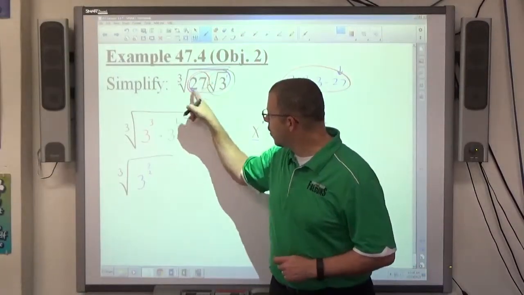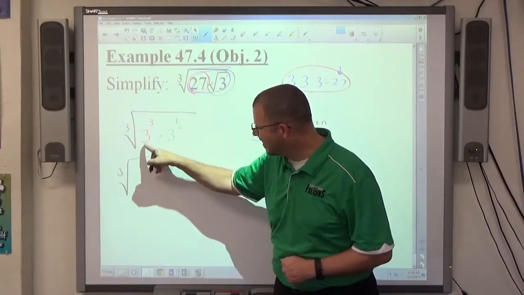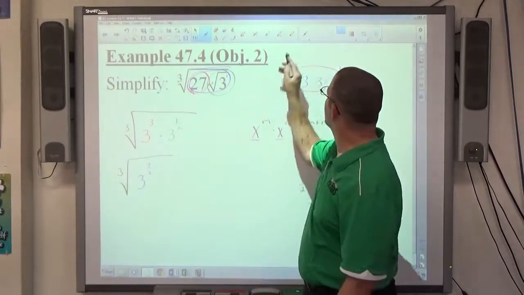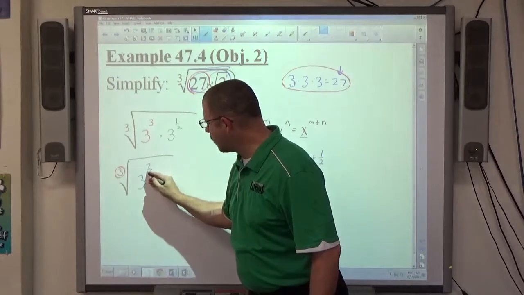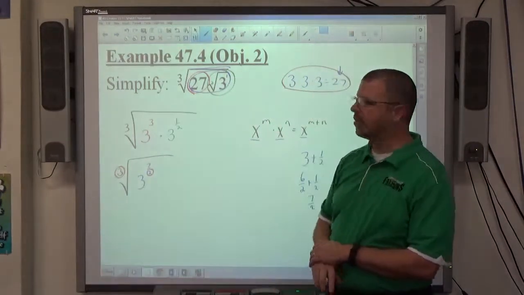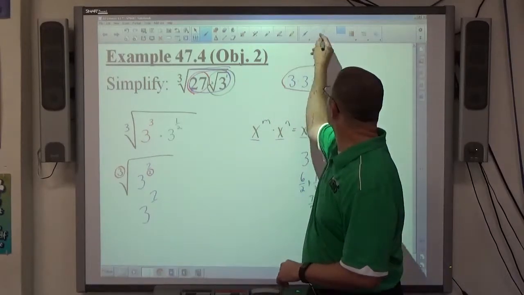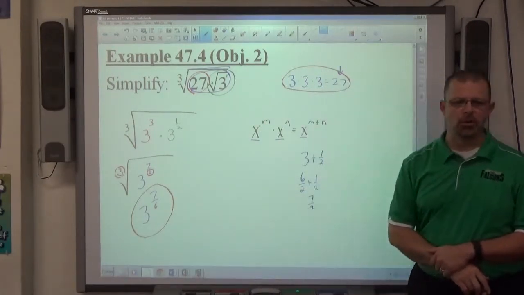But again, both these numbers are going to be the same number to a power. Once they're the same number to a power, we get the same number to the sum of the powers. And then the final step is what it was before. We're going to multiply the index of the radical times the denominator of that. So we're going to get 3 to the 7/6. Once we get a number raised to a power, we're done.